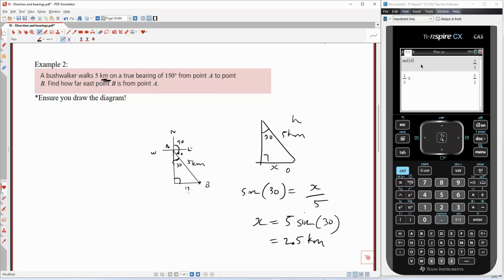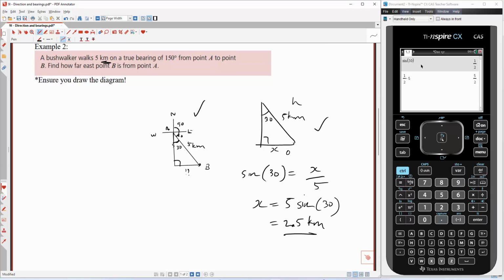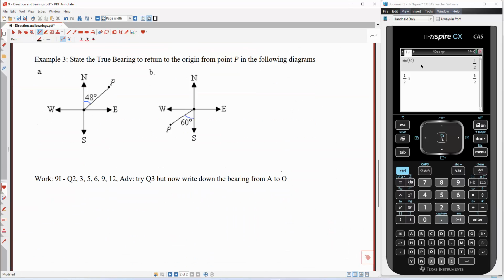So how far east is point B from point A? That's this distance here. That's 2.5k. So you can see the important part with answering this question here is to draw the triangle, draw the diagram here, and yank the triangle out. That is just a standard right angle triangles, one side unknown problem. All right, the last one is a bit more advanced.